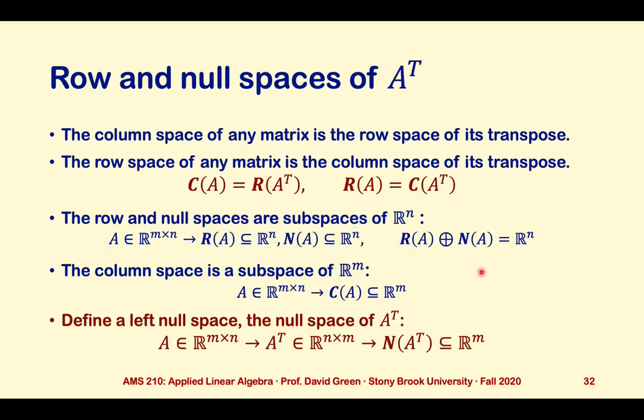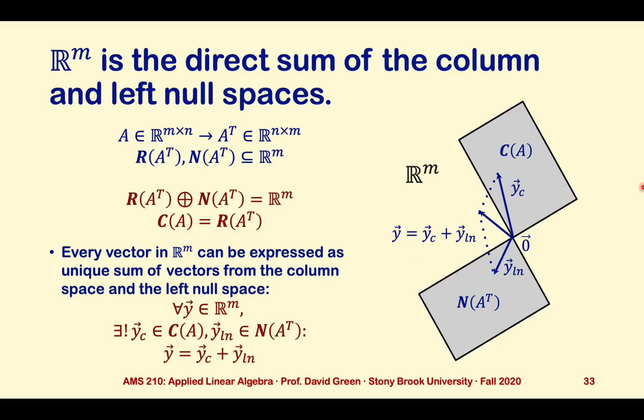Once we've defined the null space of A transpose, we already know that the column space is the row space of A transpose. We will be able to define something very similar to what we just did. We start off with an m by n matrix. We take its transpose. And then consider the row space of A transpose and the null space of A transpose. These are both subspaces of Rm, the number of columns of A transpose.